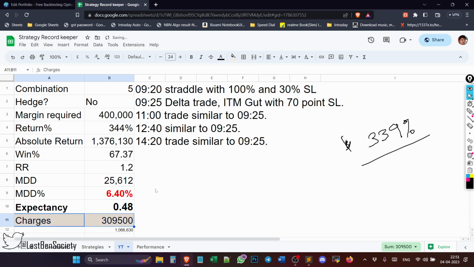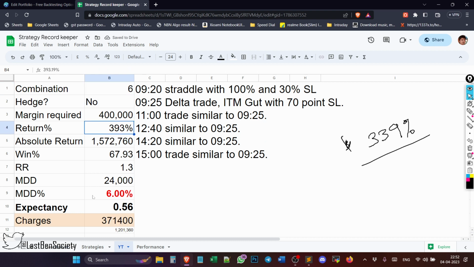Now the charges are very high, and these charges are not for 1 year or something. It's for the entire period of 7 years, if the current charges regime was there. Okay, but you are making like 13 lakh rupees. Out of that, 3 lakh rupees is going towards the charges if you are trading in a zero brokerage account. Okay, so let's go to the final setup, that is sixth.